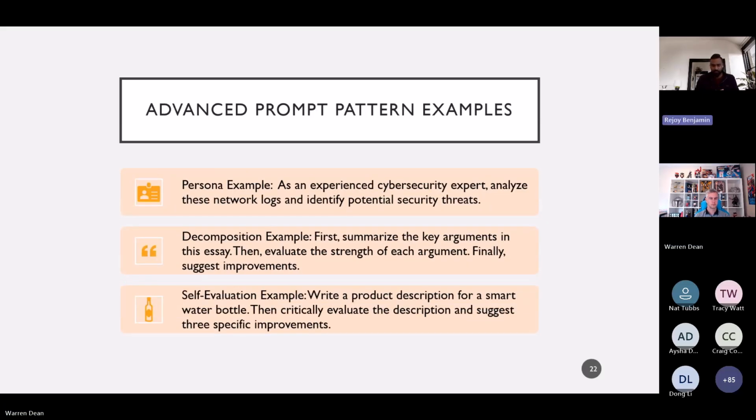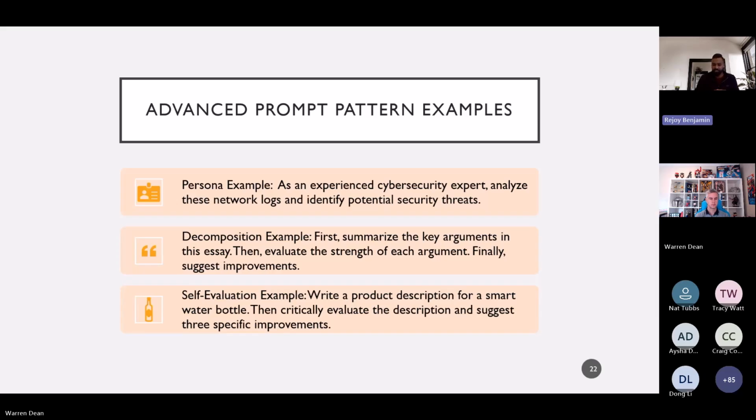So we'll look at some of the examples here for the advanced prompting. Persona example, again, we looked at this earlier: as an experienced cybersecurity expert, analyze these network logs and identify potential security threats. So I'm giving it the role of a cybersecurity expert. And then you've got the decomposition example: summarize the key arguments in this essay and evaluate the strength of each argument. So it goes step by step and takes each of the arguments in full detail and then looks at this and gives you the output in a more detailed way.